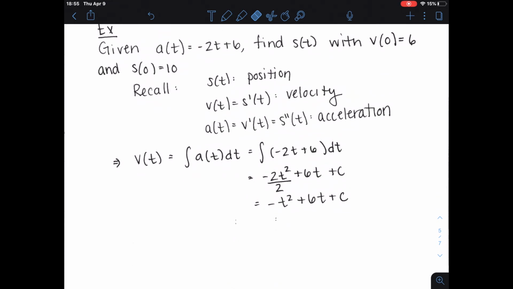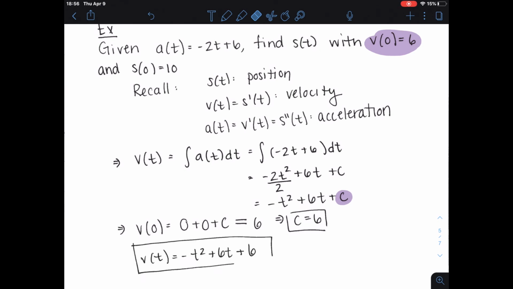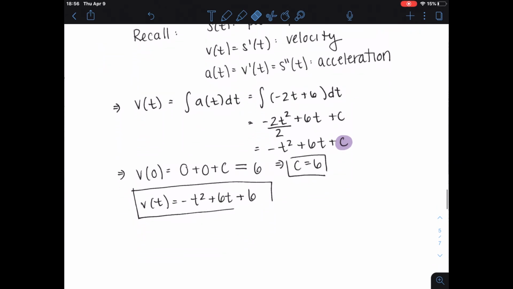So I'm given a nice initial condition about the velocity. It's going to allow me to solve for this value of c. If we plug in 0, we'll get 0 plus c, and this better have an output of 6. So immediately we find out that this constant c is 6. Now we exactly know the velocity function. V of t is negative t squared plus 6t plus 6.